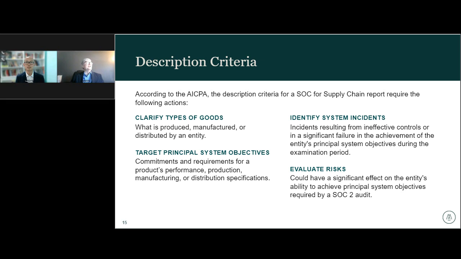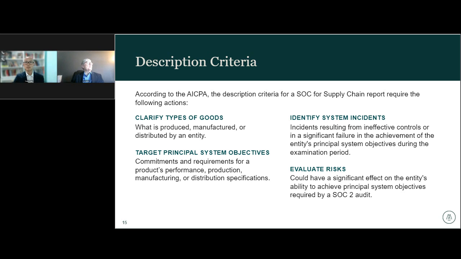a product or any key products that are key parts to some of your customers' business, or you may have more customer requests for information around the production of that particular item. You can basically focus the scope on any area of your business that you think is going to be of most interest to some of your larger customers. You have to target your principal system objectives.